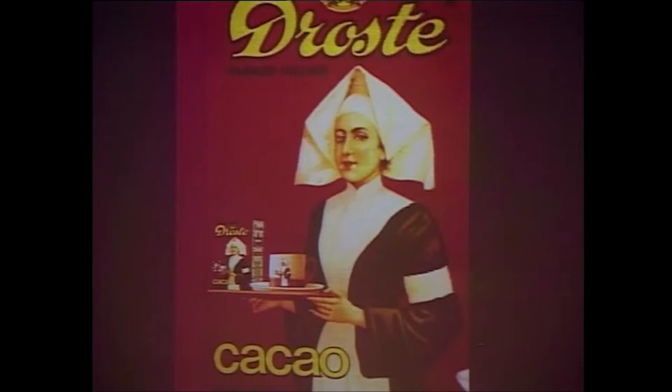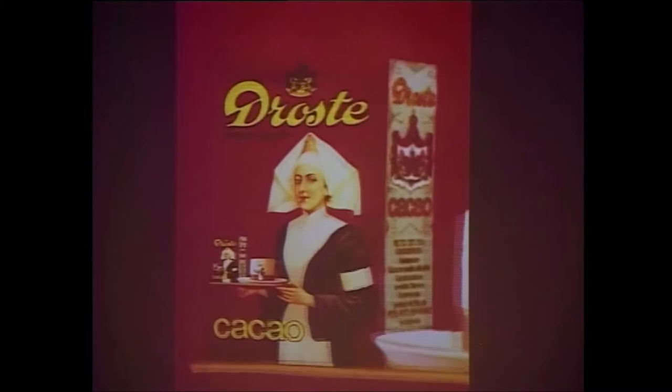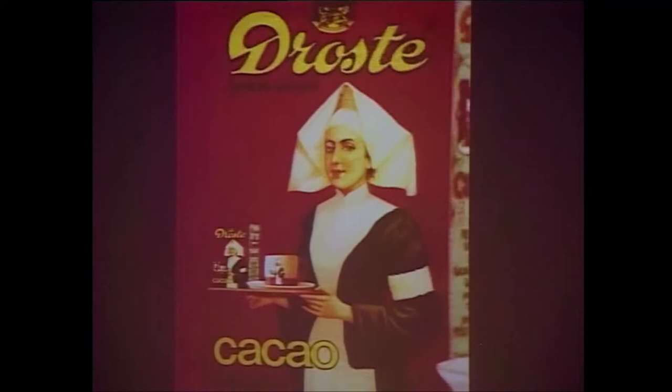Droste is the name of a Dutch cocoa brand, and this is the design that they have been using for their packages of cocoa since more than 100 years. It's a nurse, and the nurse holds a tray. On the tray, there is another package, and if your eyes are not good enough, I can zoom in so that you see what is happening here. So that is the Droste effect, a real triumph of the Dutch color printing industry.